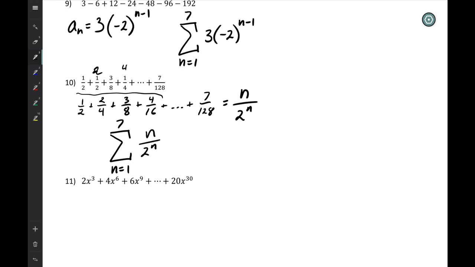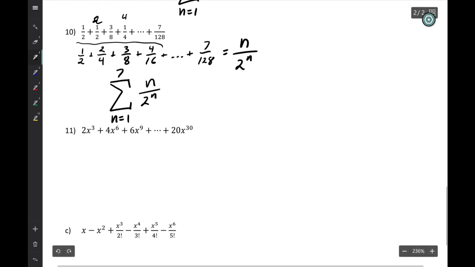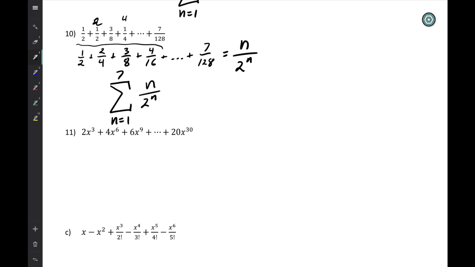Okay, let's look at 11. Alright, this one, not as hard as the last one, and you can kind of see what's going on. What's happening each time? Well, each time I'm adding 2 to the coefficient, all the way up to 20. So 2, 4, 6.